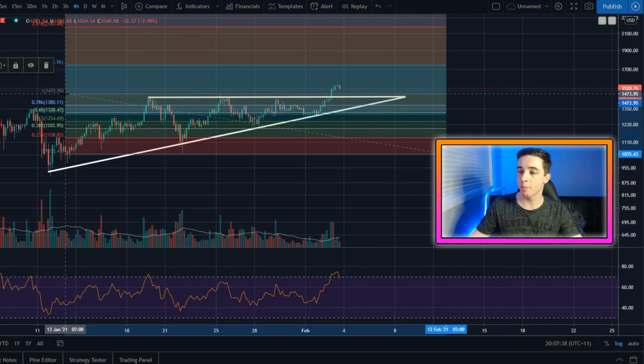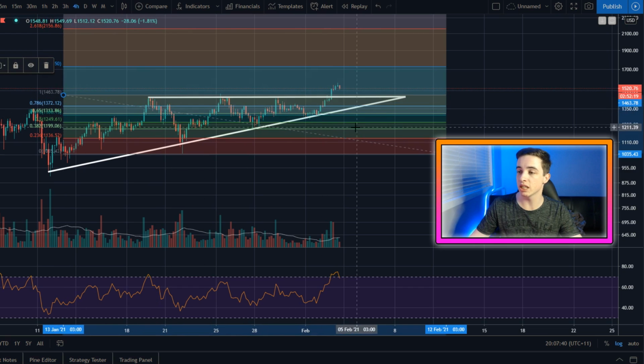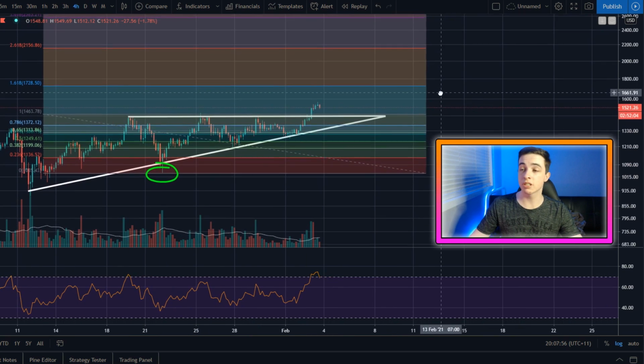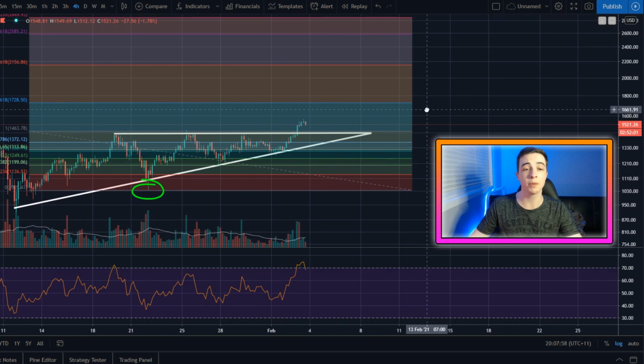If I draw it out from the previous high at around 1460 down to this low that we had down here at around 1050 US dollars, then that shows us some Fibonacci levels that could potentially be some resistance for us in the future. Now, the next big Fibonacci level that is above the price is at around 1730 US dollars, and that's the 161.8% Fibonacci level.